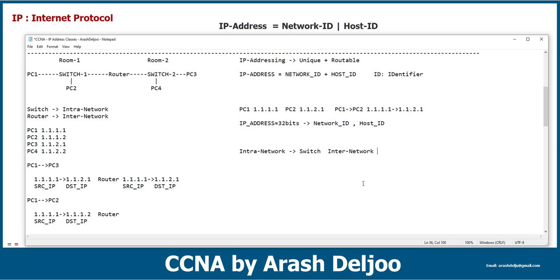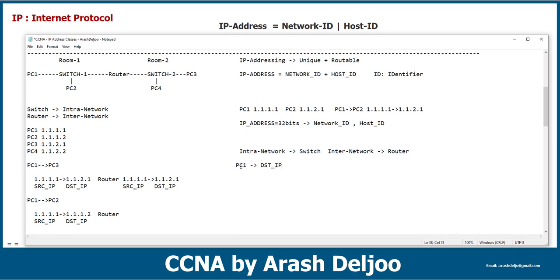We need to send the traffic to the router, and after that the router can find the best path and forward the traffic to the destination networks. The first question is: assume that here we have PC1, and PC1 needs to send traffic to one destination IP.